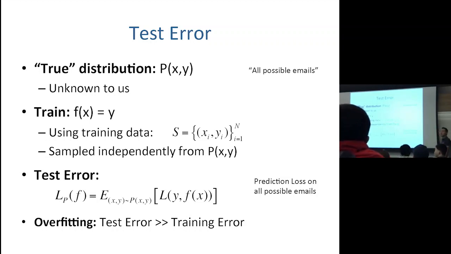Yes, question. The question is, do you always know what the true distribution is? And the answer is, you never know what the true distribution is. You only know that you have some mechanism to collect data from, some finite set of data.